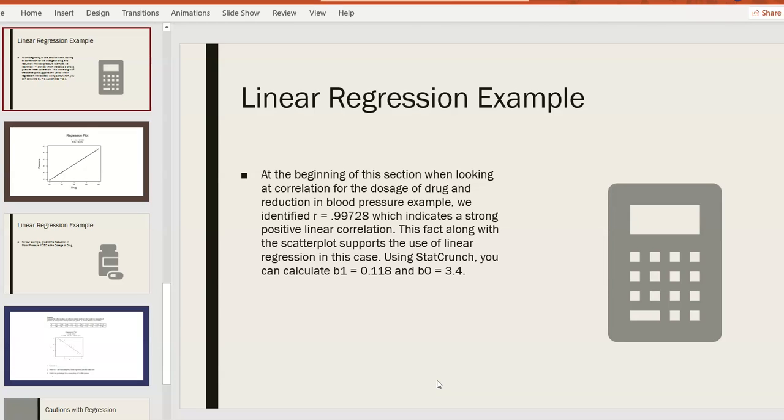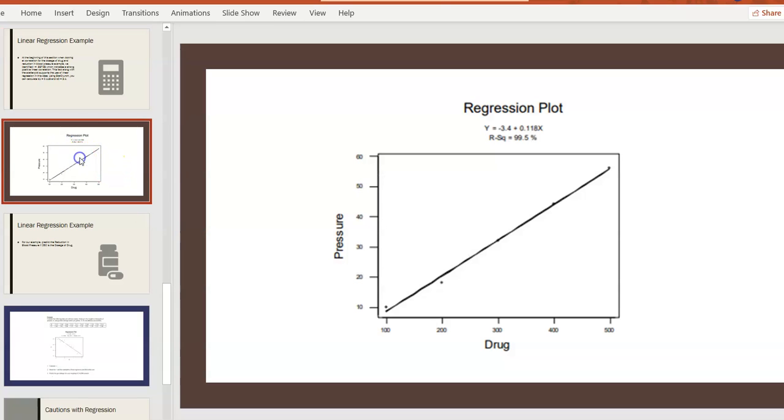That's a strong positive linear correlation. Remember, if it's close to one, it's a strong positive linear correlation, or if it's greater than 0.75, we say it's strong. This fact, along with the scatter plot, shows that we have a linear regression. So there's our scatter plot for this.